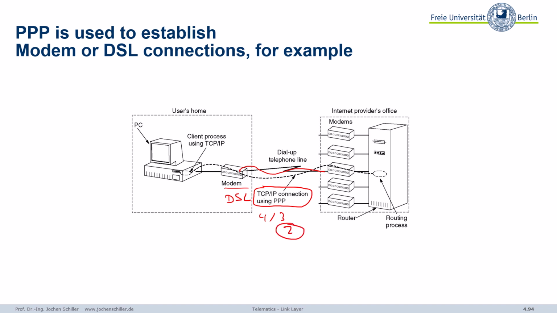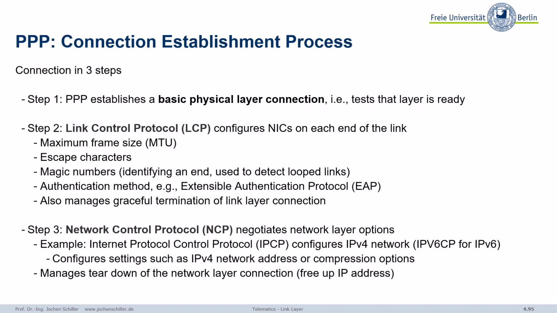So what does PPP offer to us? So first of all, PPP has to establish a connection. So that's the first step. So we establish a physical layer connection. So we have to check if there's connectivity at all. So if the fiber is broken or not, if there's a link available. Then there's a second step to configure the network interface cards on each end of the link.